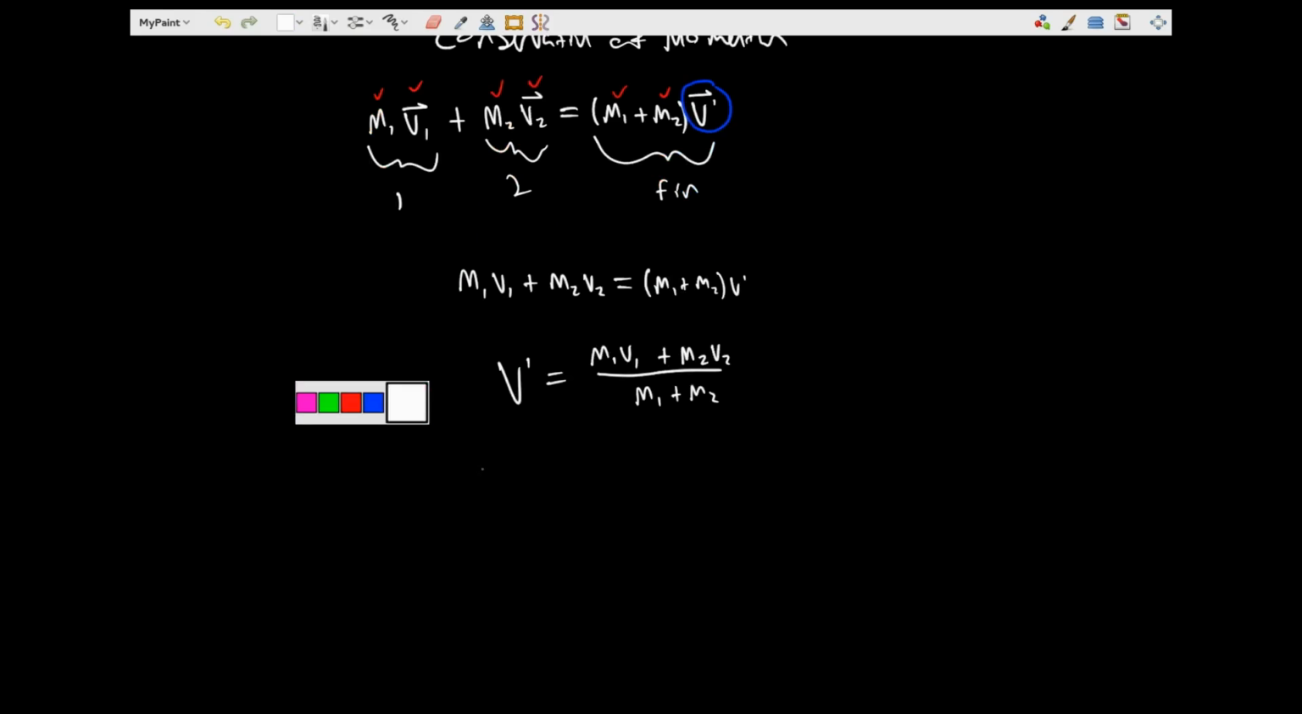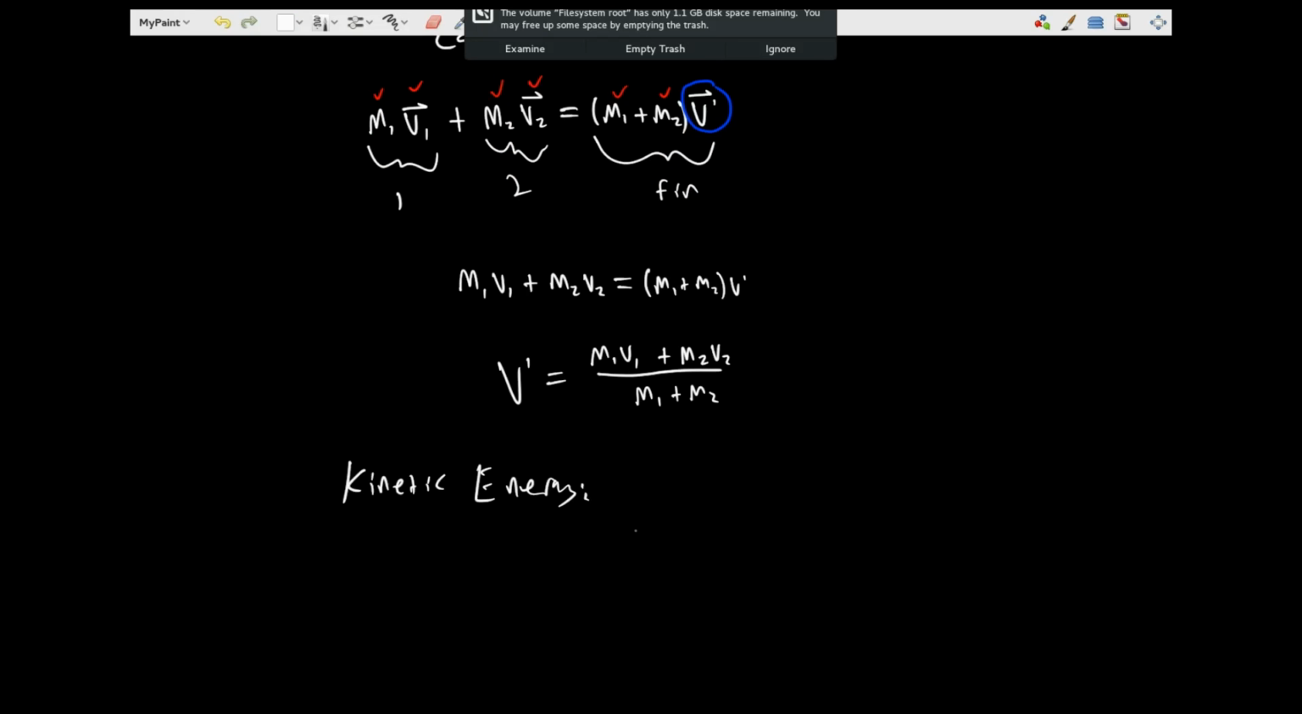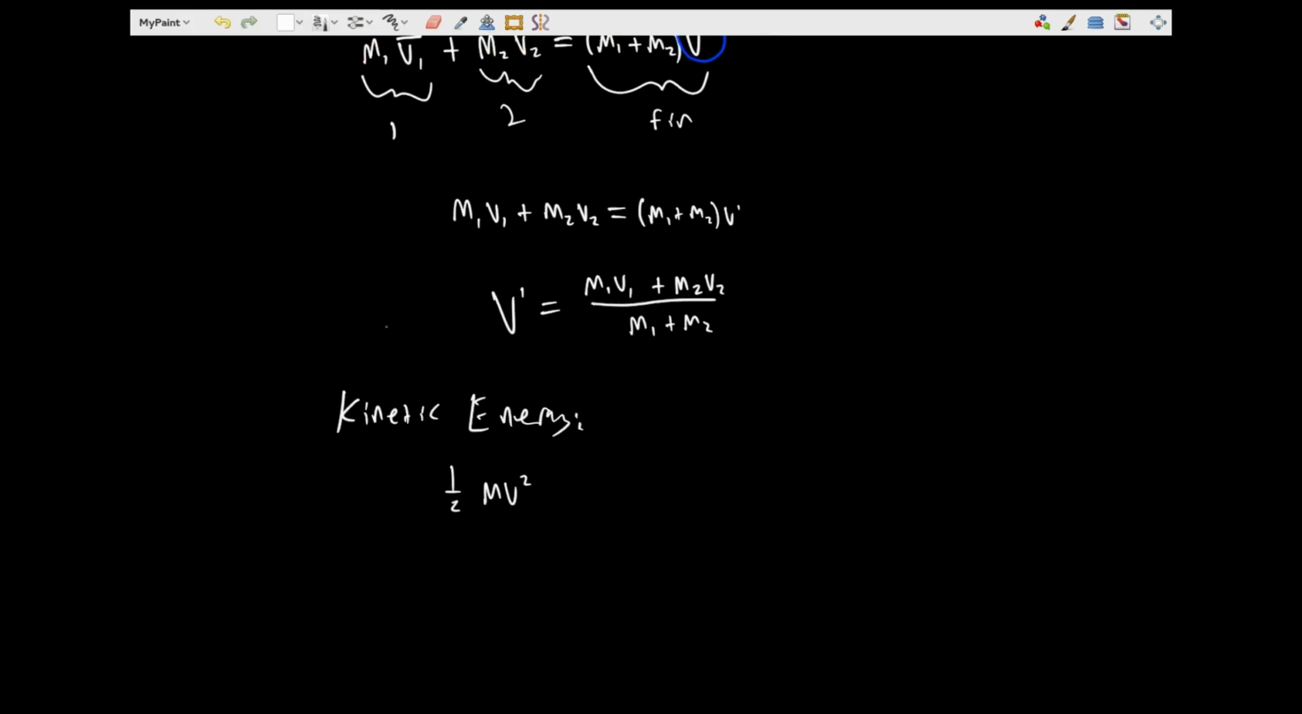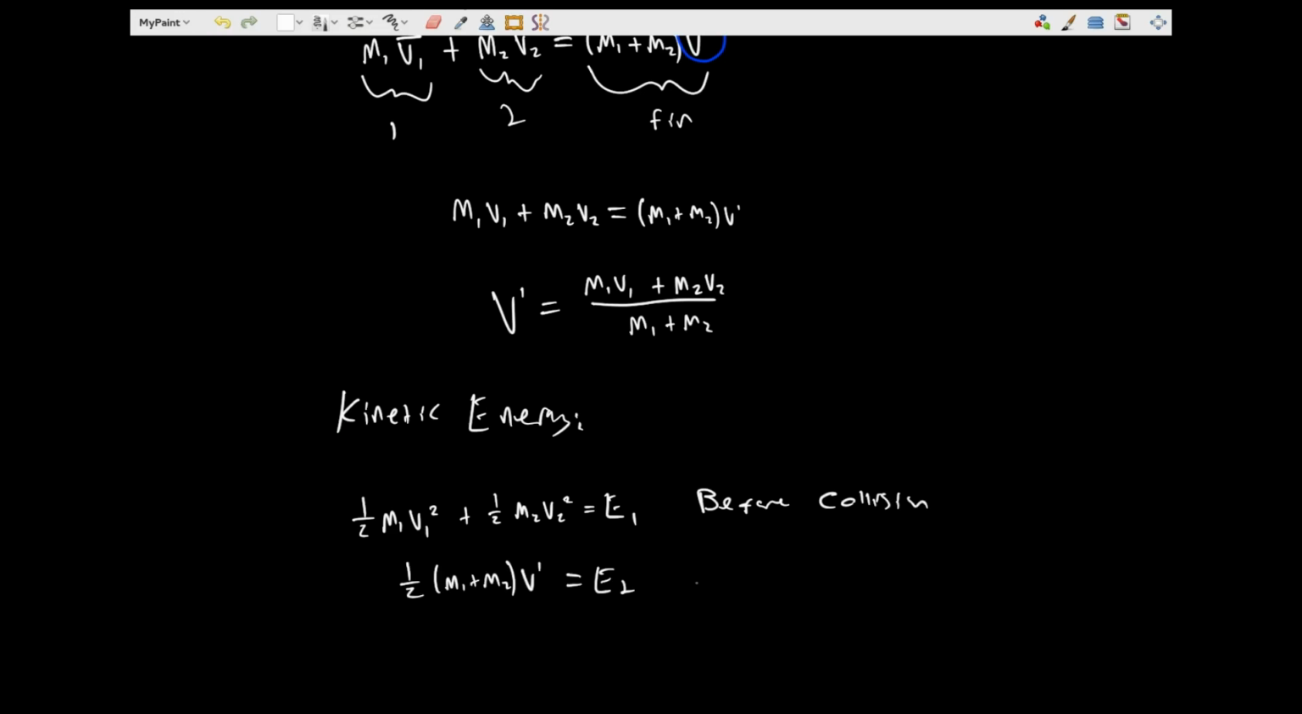And now we can take a look at how much energy we lose. So we have kinetic energy. And it looks like I'm getting low on disk space here, so hopefully I can wrap this up quick. For kinetic energy, we have 1/2 mv squared. If we take the kinetic energy before the collision and after the collision, we will have the following. This E1 is our energy before collision, and we have this E2, which is after collision.